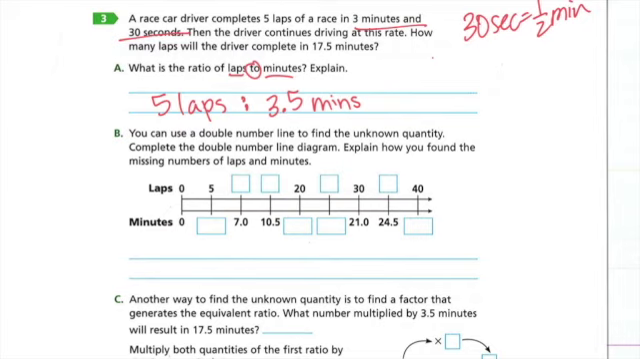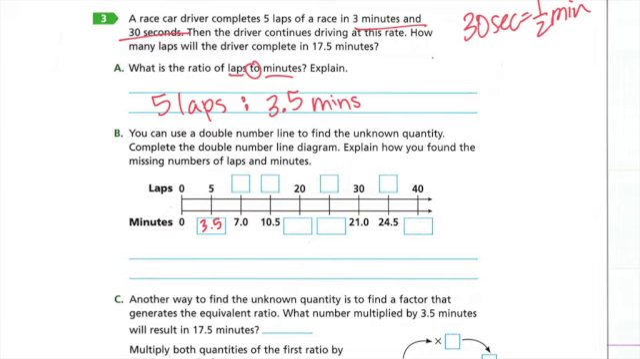You can use a double number line to find the unknown quantity. Complete the double number line diagram. Explain how you found the missing numbers. All right, so we know this was 5 to 3.5, right? And this is a double number line. That means that these have to be spaced equally.